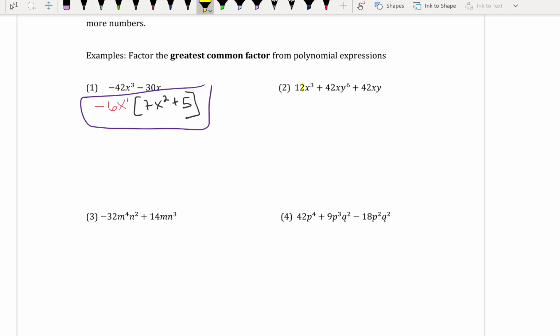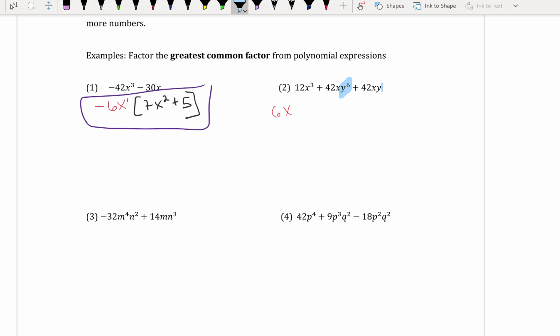So for number 2, let's look at all our coefficients. We have 12, 42, and 42. So the biggest factor that goes into all three numbers, well, 12 does not go into 42, but I do believe that 6 goes into 42. So then 6 is going to be our greatest common factor. So 6 is the number that they all have in common. Now let's look at our variables. We have x to the 3, an x, and an x. So it looks like part of the GCF will be an x because it's the one with the smallest exponent. And here, let's look at the y's.